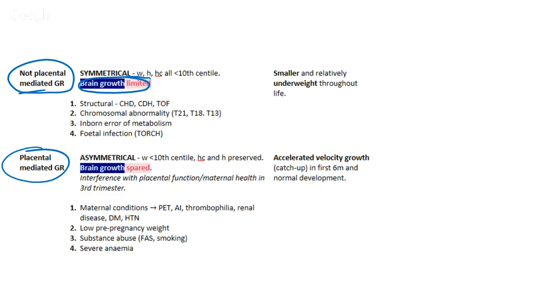So why do we get IUGR? So many things. Maternal conditions: if we have preeclampsia, if there's something autoimmune, thrombophilia, renal disease, etc. Diabetes especially, diabetes is very important. Anemia as well, substance abuse.